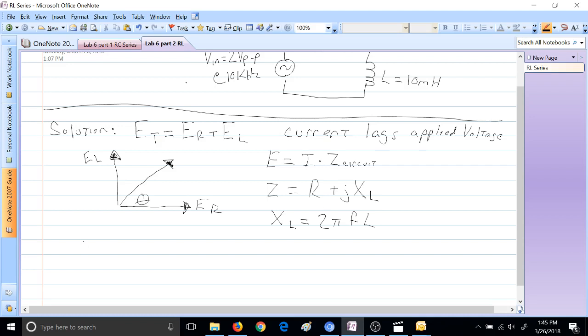So let's go ahead and solve for the inductive reactance. This should be a piece of cake. You've done this for the last two labs. It's 2 times 3.14 times the frequency, in this case 10 kilohertz, times 10 millihenries, which is the inductance. Interesting thing here, the kilo and the milli actually cancel each other out. And so as far as prefixes go, this turns into J628.